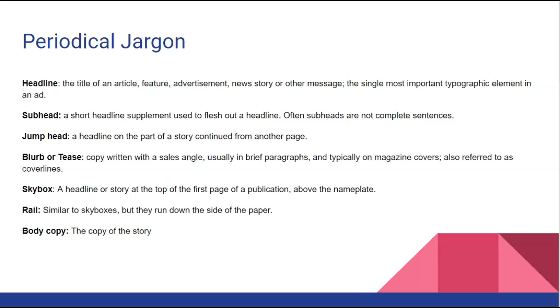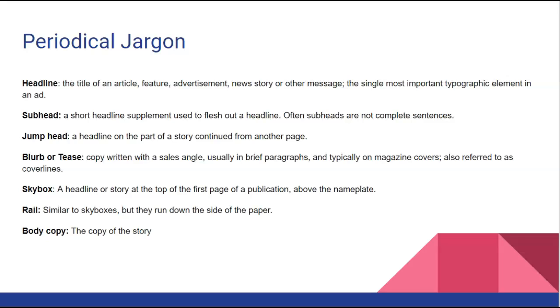A blurb or a tease, these are brief paragraphs or other things that just give you a little information about a story that's going to be inside. And I will show that when we get to some of our examples. Skyboxes is when you have headlines or little stories that tell what's going to be also in the story. It's usually above the nameplate. I don't have an example of that here, but you can definitely see skyboxes other places.